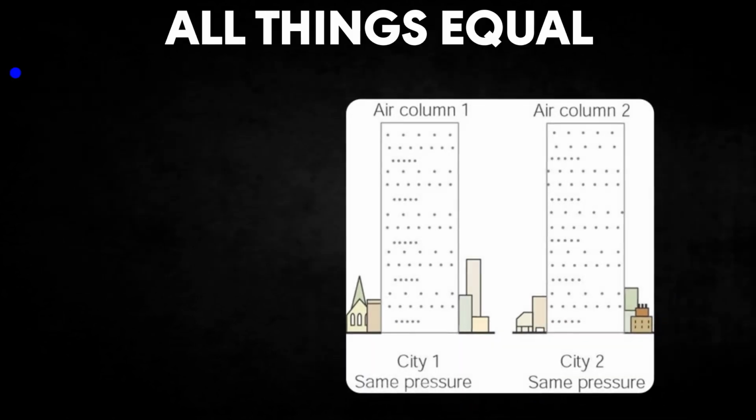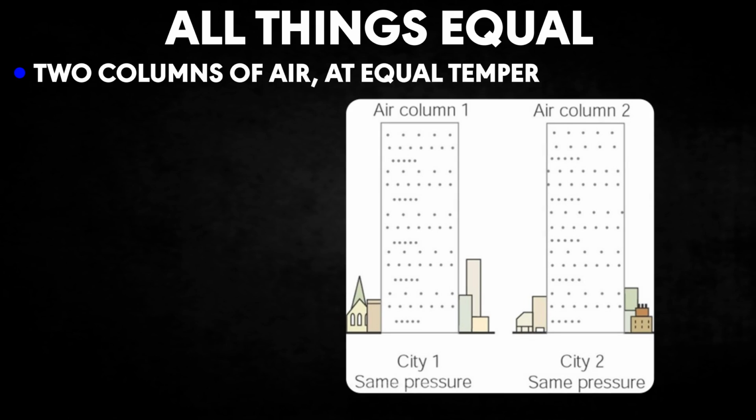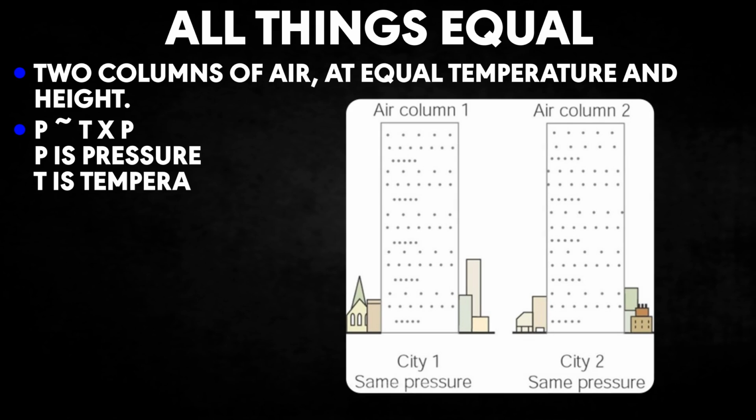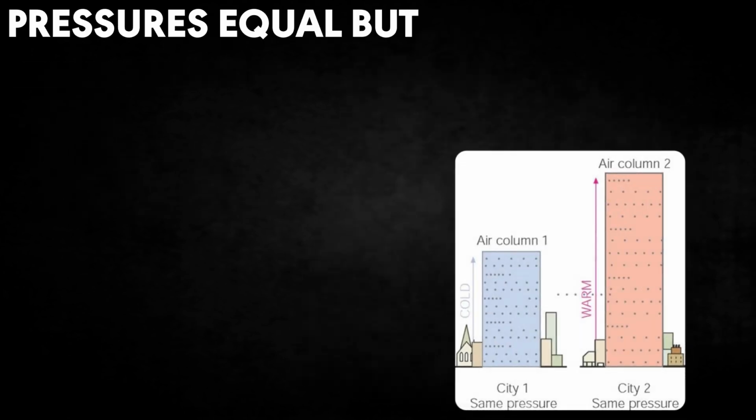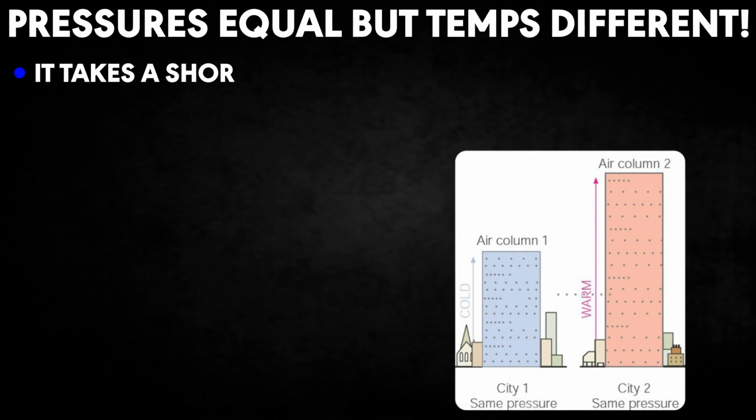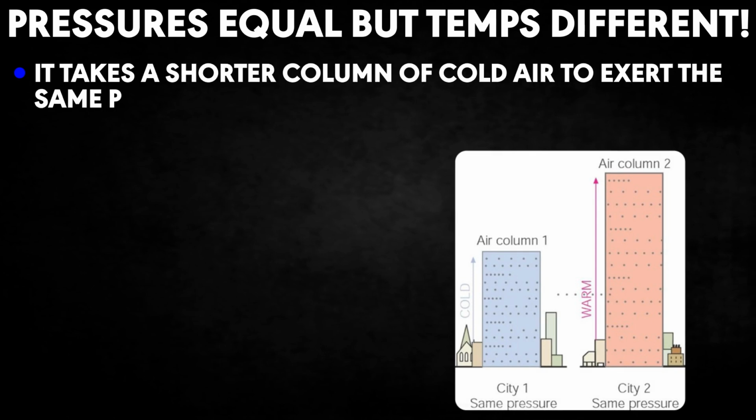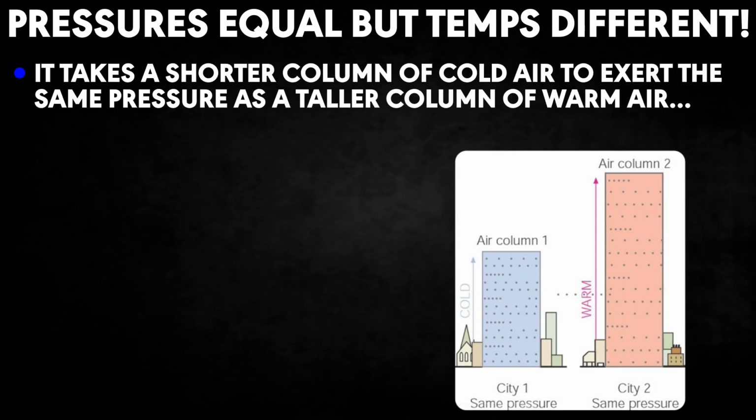All things equal, two columns of air at equal temperature and height. Pressure is approximately equal to temperature multiplied by density. P is pressure, T is temperature, rho is density. Pressures equal but temps different. It takes a shorter column of cold air to exert the same pressure as a taller column of warm air.